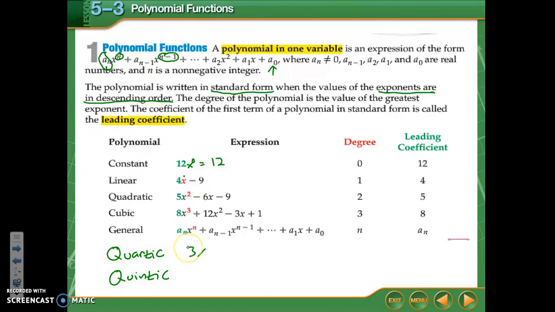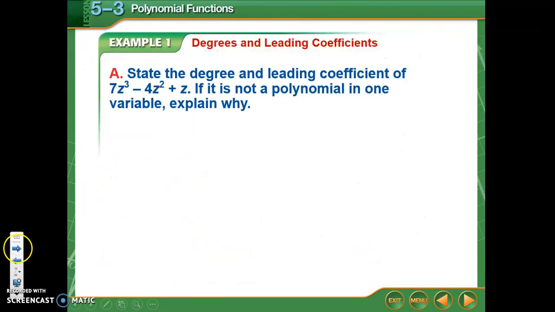So for example, I could have 3x to the 4th minus 10, and I could have negative x to the 5th plus 3x to the 4th minus x cubed plus x squared minus 10. Right? So in this case, the degree would be 4, and the leading coefficient would be 3. Here, the degree would be 5, and the leading coefficient would be negative 1. So that's some of the vocabulary we need for polynomials.